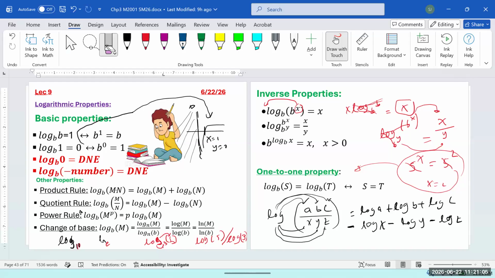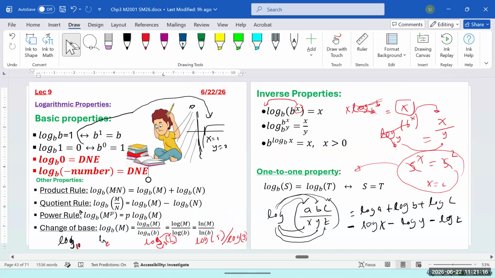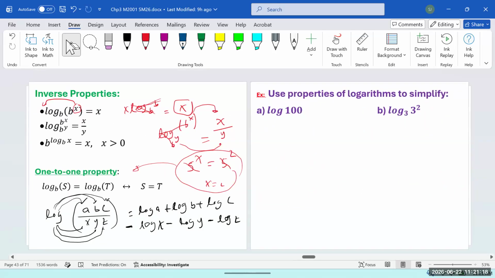Okay, let's use this to simplify a few logs. Okay, we want to simplify log. It means do something so that the log will disappear.